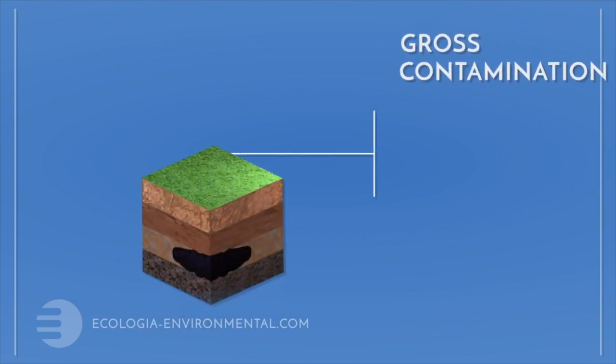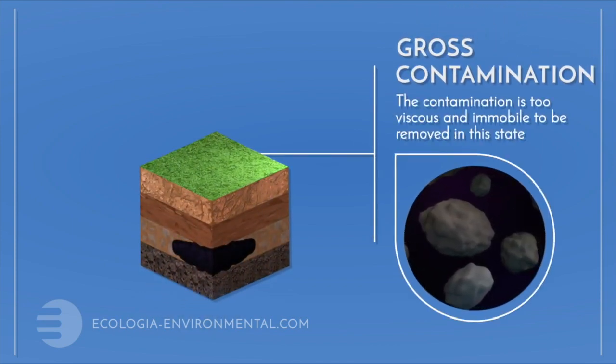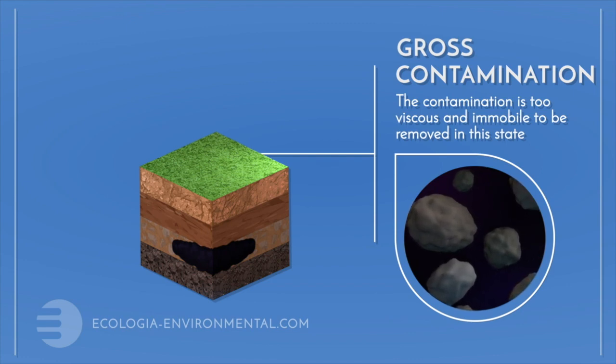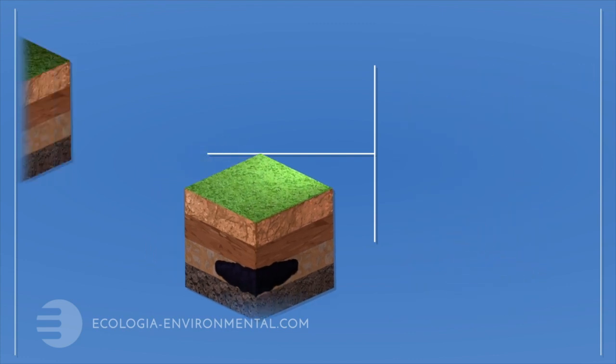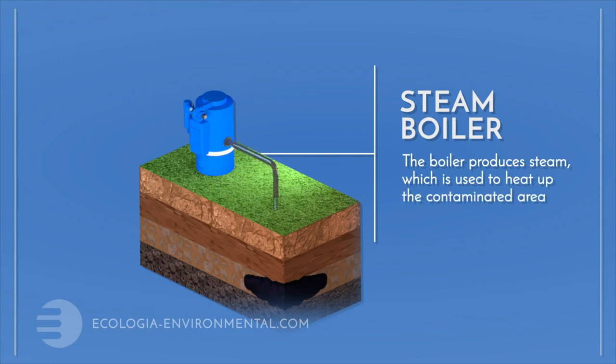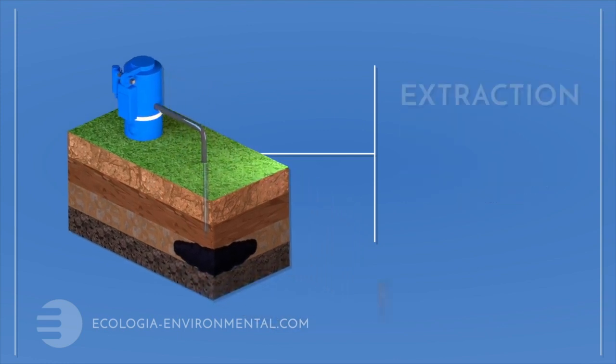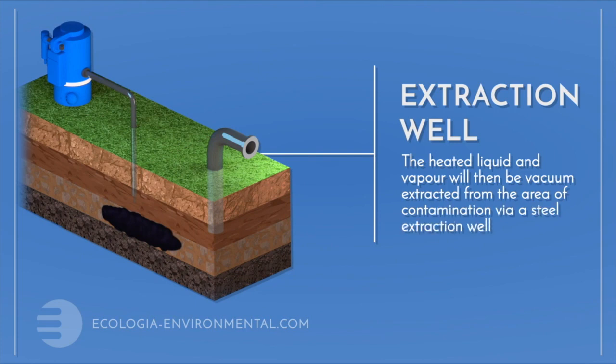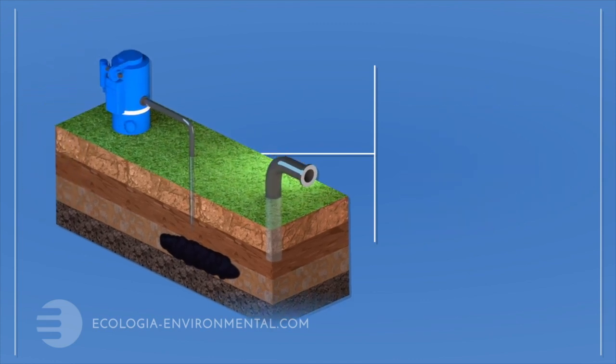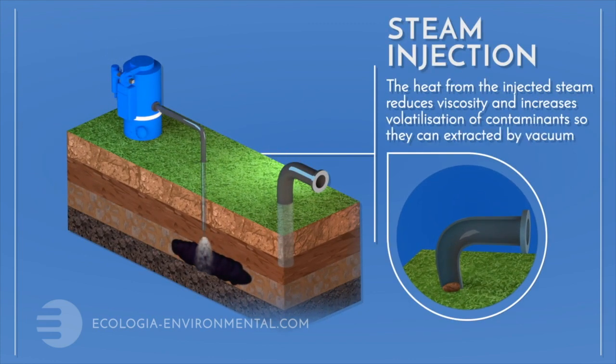Ecologia can use steam injection technology to remove viscous, immobile contaminants, such as tar, from below ground. A steam boiler is the heart of this technology. This can be powered by electricity, gas, or diesel, depending on the scale and location of the project. Liquid and vapors can be removed by vacuum. The pipework must be heat resistant. Steam is injected into the ground via specially designed steel pipework. This is lagged and insulated above ground to protect the operators from burns.